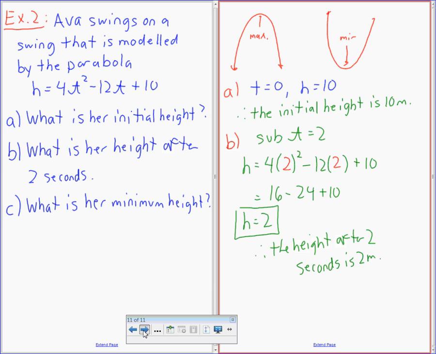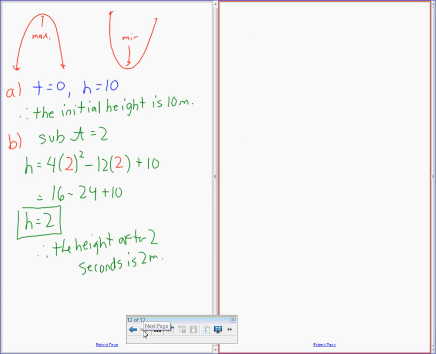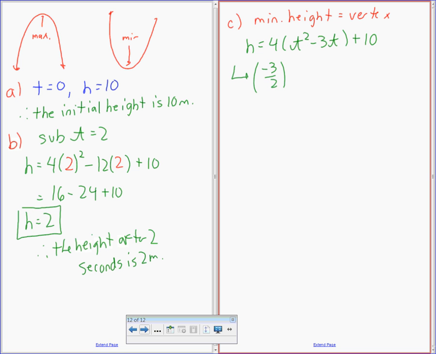Okay, great. Now, how do we find the minimum height? Using the vertex, right? Give me the first step, please. 4 bracket t squared minus 3 bracket plus 10. Okay. So then divide negative 3 by 2, which equals negative 1.5, squared, which equals 2.25.